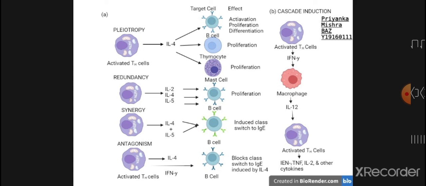Antagonism: the effect of one cytokine inhibits or offsets the effect of another cytokine, like gamma interferon inhibits the function of interleukin 4 by blocking the class switch to IgE. Last one is cascade induction. Cascade induction occurs when the action of one cytokine on a target cell induces that cell to produce one or more other cytokines, which in turn may induce other target cells to produce other cytokines. That's all about my presentation. Thank you so much.